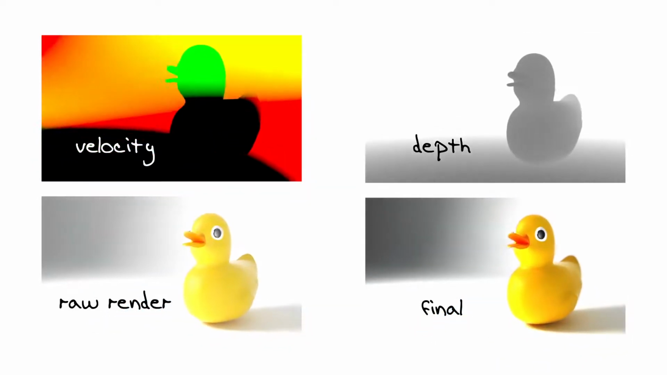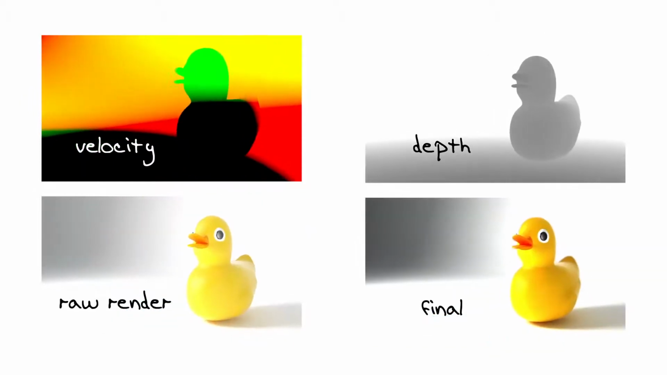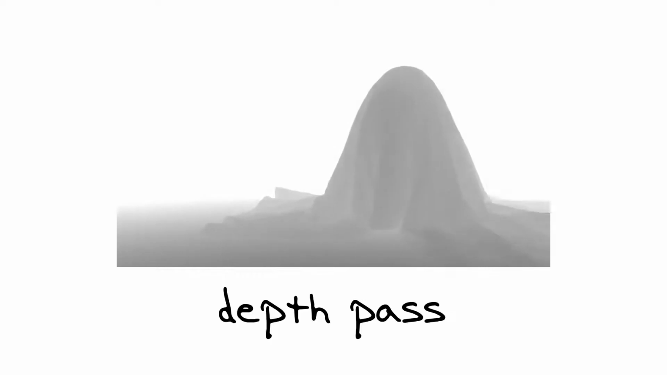Depth of field usually takes a very long time to render out of a 3D program, as well as motion blur, so we export them as separate render elements. You can do this from pretty much any 3D renderer, but today we're going to be using V-Ray. So this is an example of a typical depth pass.